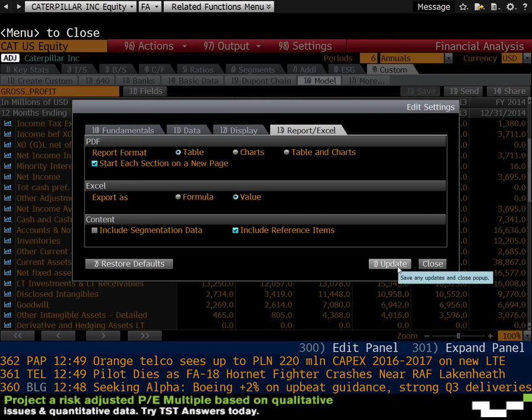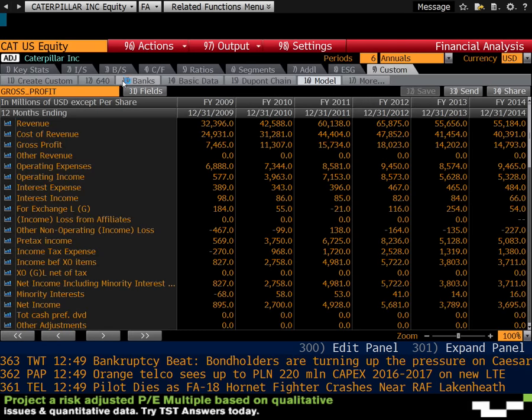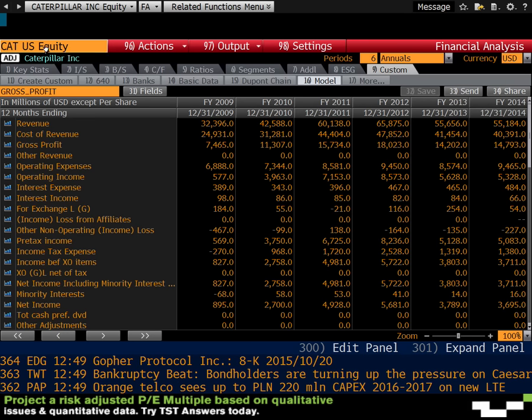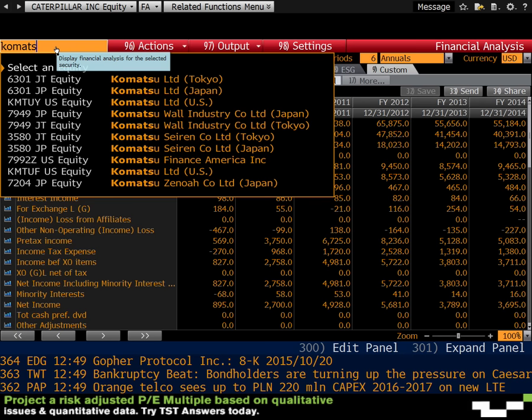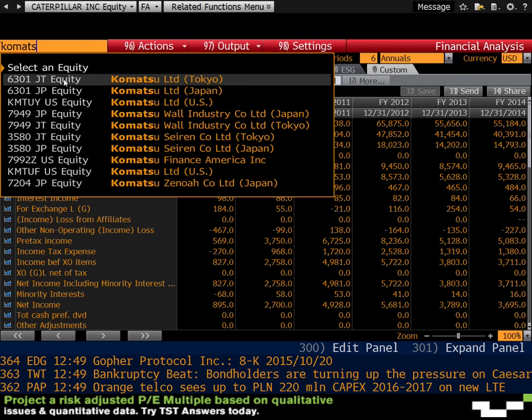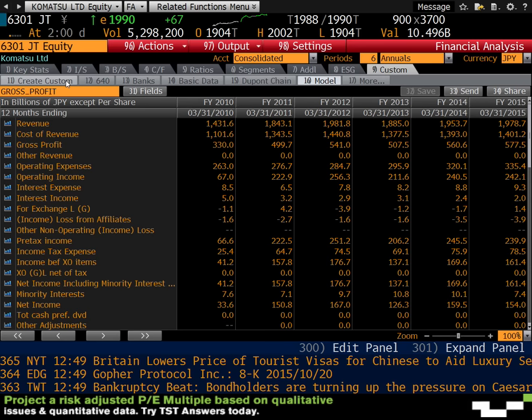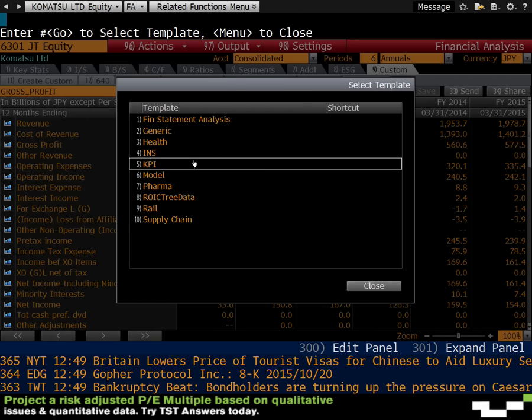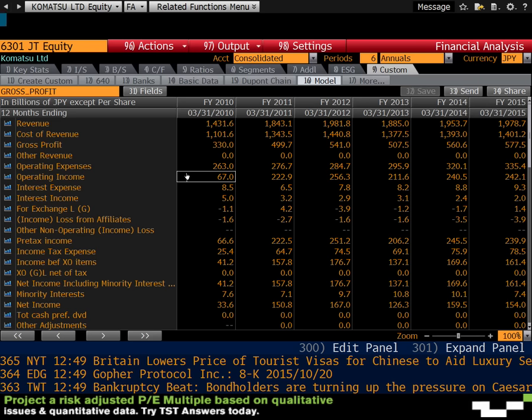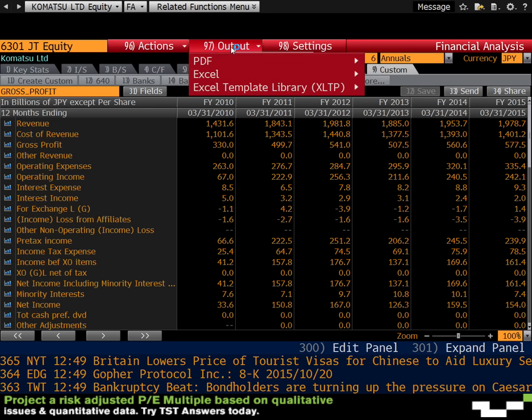Hit update. Once you've done that, go to Komatsu. If you're on the FA section, you can go there quickly, or you can type it across the top. I want to go to Komatsu JT Equity, 6301 Tokyo Equity on the Tokyo Stock Exchange, with the model template. Just make sure I have the right one that you've created.